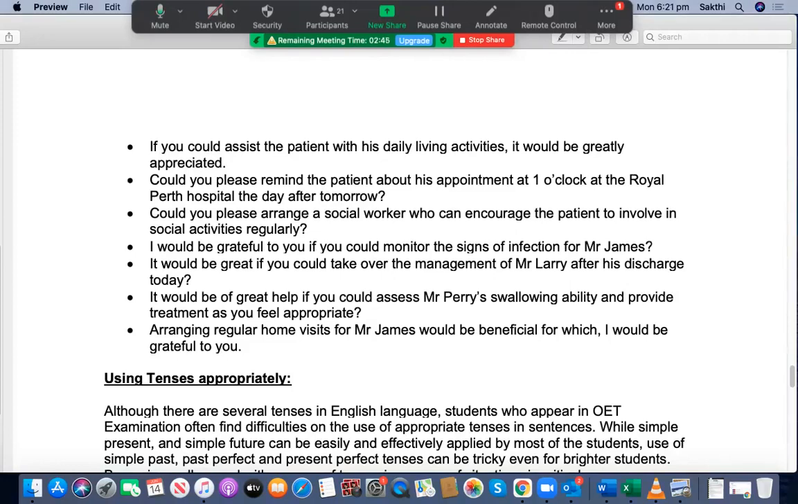You need to understand that. So if you're really keen, if you're fond of placing the punctuation marks, then start writing a sentence with "if" in the beginning, not in the end. Okay, see this one. Could you please remind the patient about his appointment at 1 o'clock at the Royal Perth Hospital the day after tomorrow? Don't say "on the day after tomorrow."